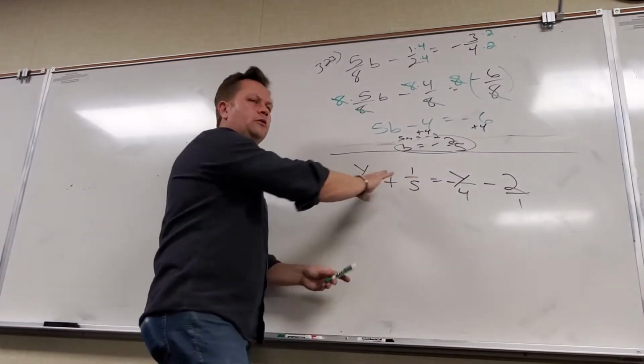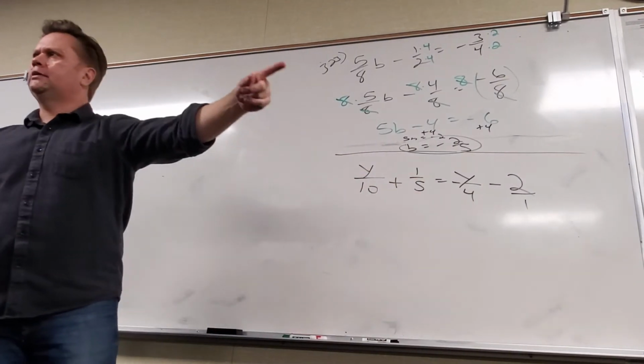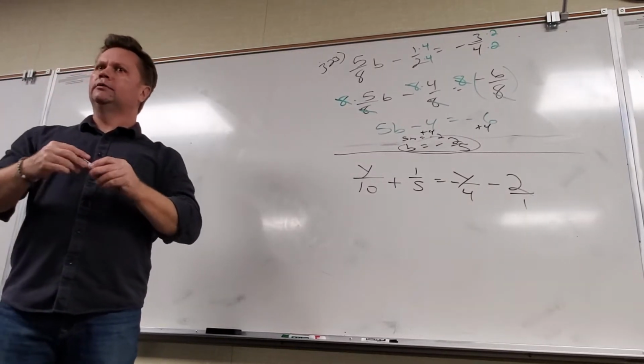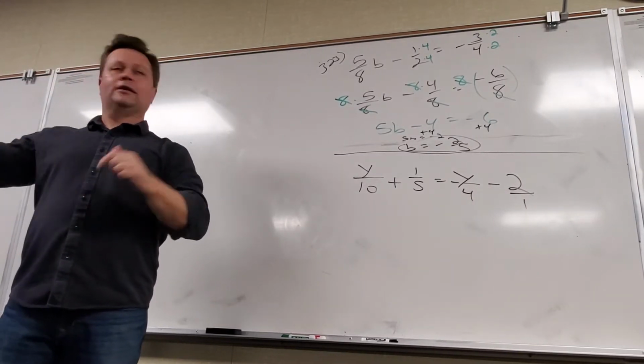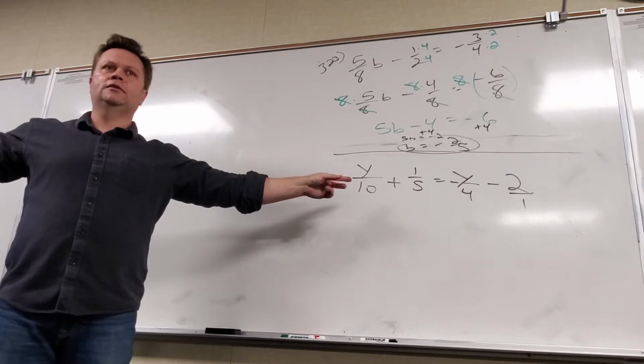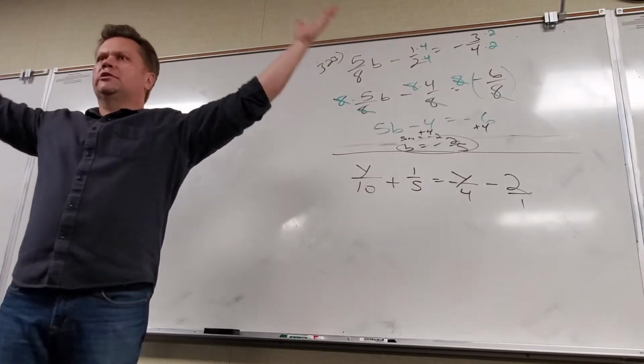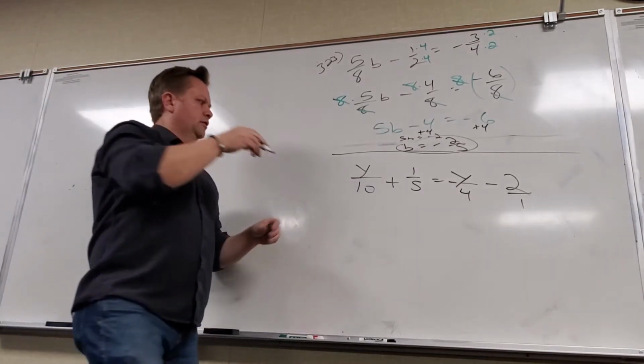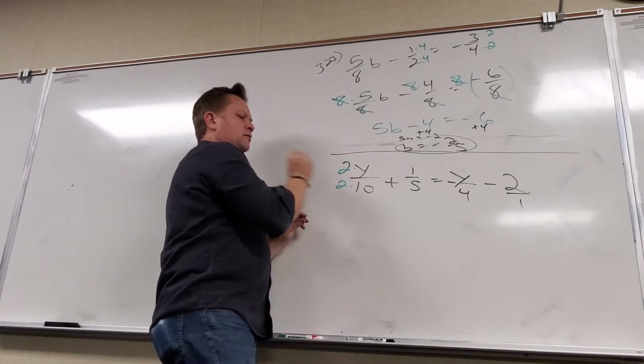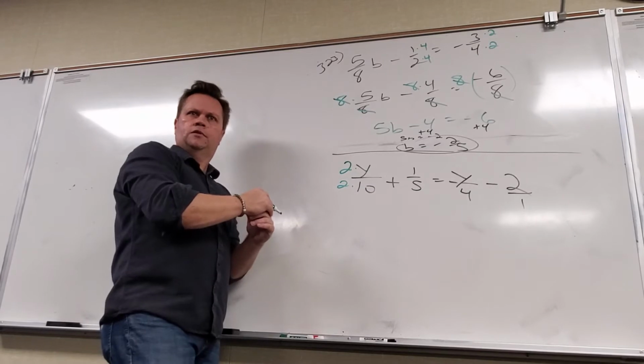So obviously, or maybe not obviously, what will the LCD be? 20. I love it, right? Even if you thought it was 40 or something, it will still eventually work. Just all your numbers are going to be bigger than they had to be. So this guy needs a 2. Is everybody with me? Do you see the motivation here?